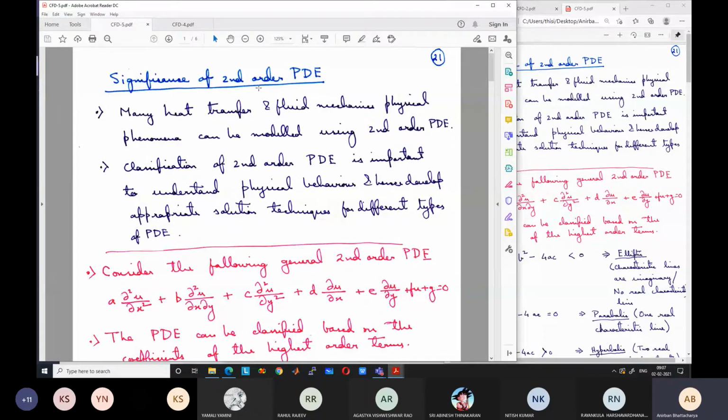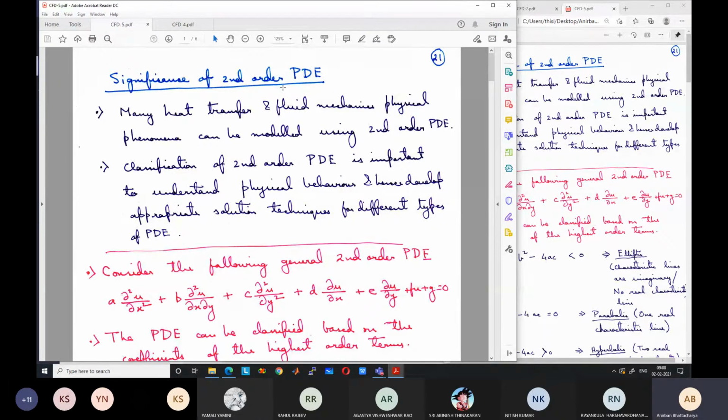So we need to classify second order PDEs, if possible, to understand their physical behavior. Why? Because different types of second order PDEs govern different types of physical phenomena. They denote different types of physical behavior in real life. One type of second order PDE may show us one type of solution behavior, another type may show another type of behavior.